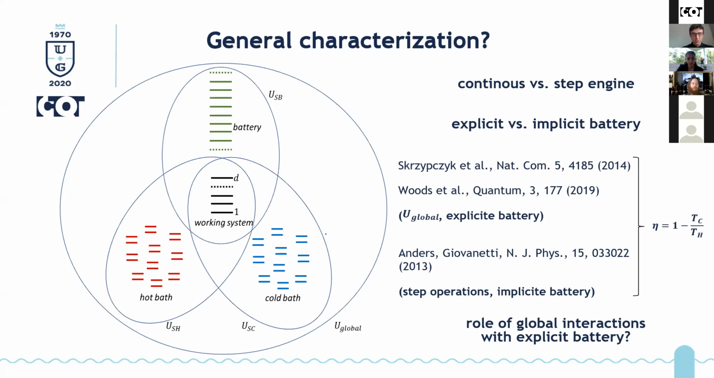So there are at least two questions that are emerging here. What if we have the explicit battery in our description, but we are restricted to this step fashion of working? What is the achievable efficiency of the machine, and also how does it affect power? Whenever you do not have global interactions, you are interacting solely between the working system and the battery, and of course the correlations can develop here and can influence the operation of the machine.